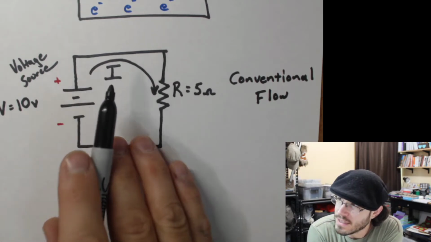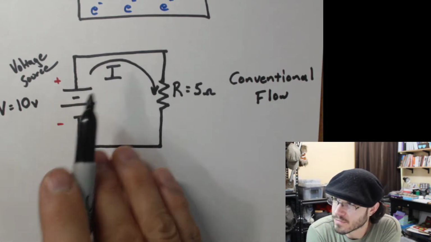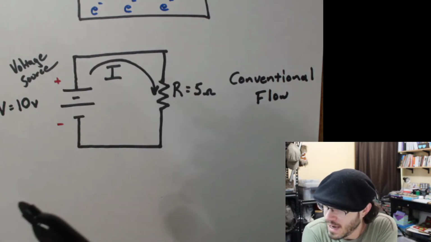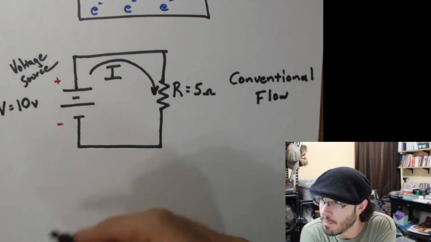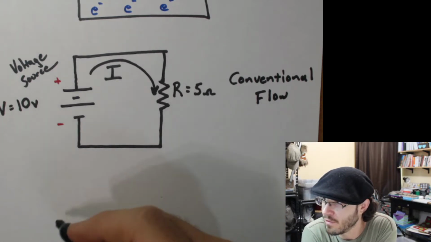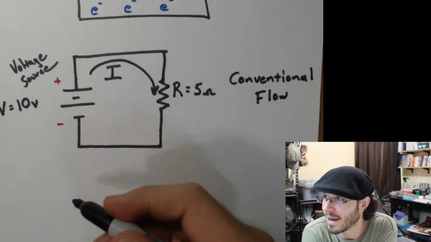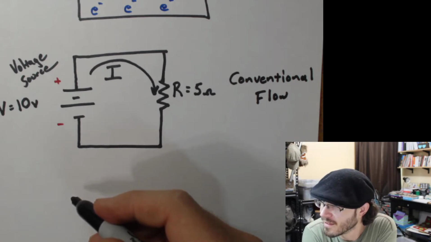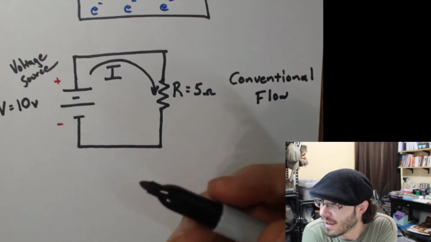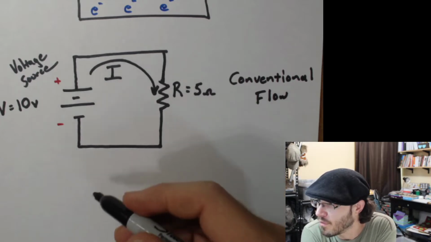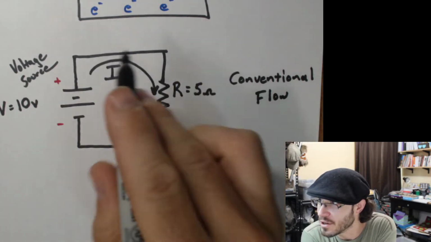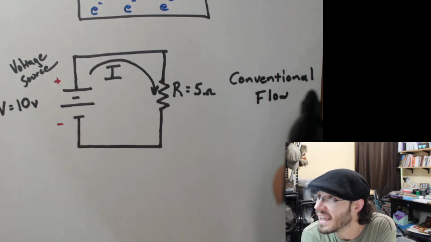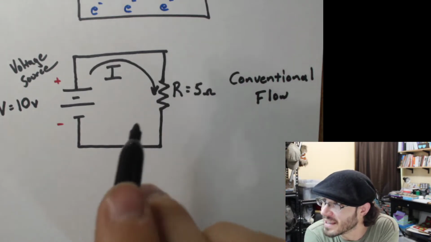Here's why we're going to stick to conventional flow. You remember when your parents told you, if your friends jumped off a bridge, would you jump off with them? Anyone ever hear their parents say that? I know mine did. Yes. Everyone else is jumping off this bridge and we're going right with them. Conventional flow is what we're going to stick with.